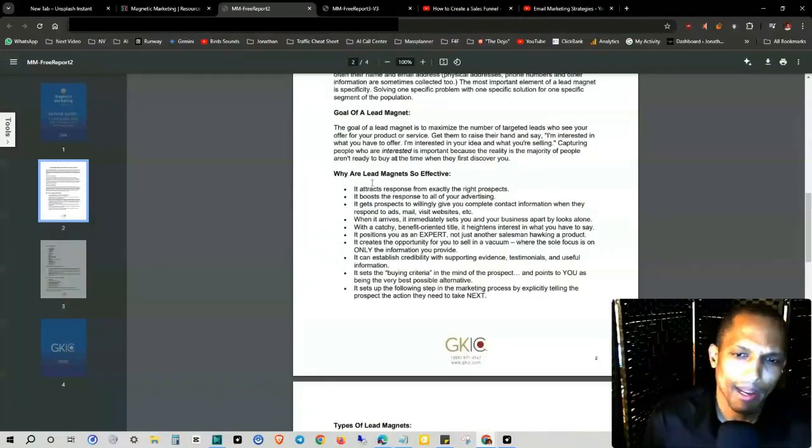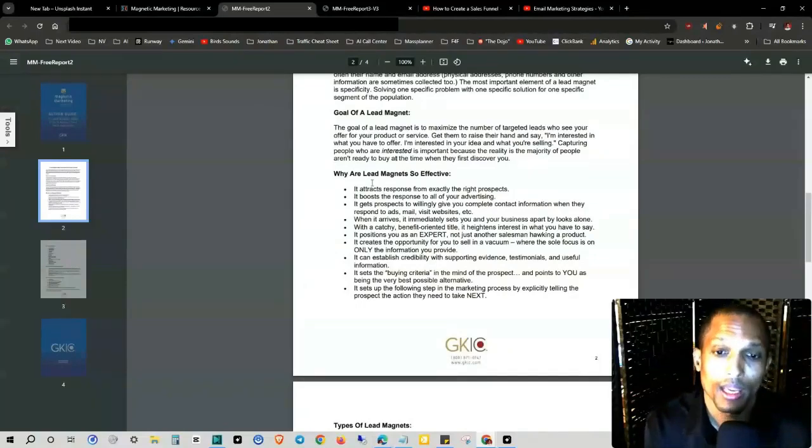So why are lead magnets so effective? It attracts response from exactly the right prospects. It boosts the response to all of your advertising. It gets prospects to willingly give you complete contact information when they respond to ads, mail, visit websites, etc. When it arrives, it immediately sets you and your business apart by looks alone. With the catchy benefit-oriented title, it heightens interest in what you have to say.